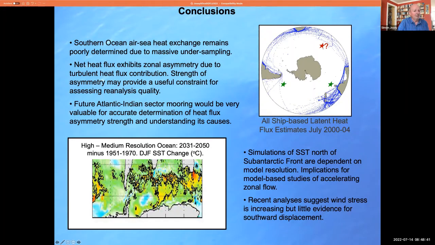And I won't labor this bit again. This was a bit about the coupled model stuff. I'll leave you with that top slide in your mind, and the need to get a third mooring in the water, which I think is the most important part of this talk. Okay, thank you very much.